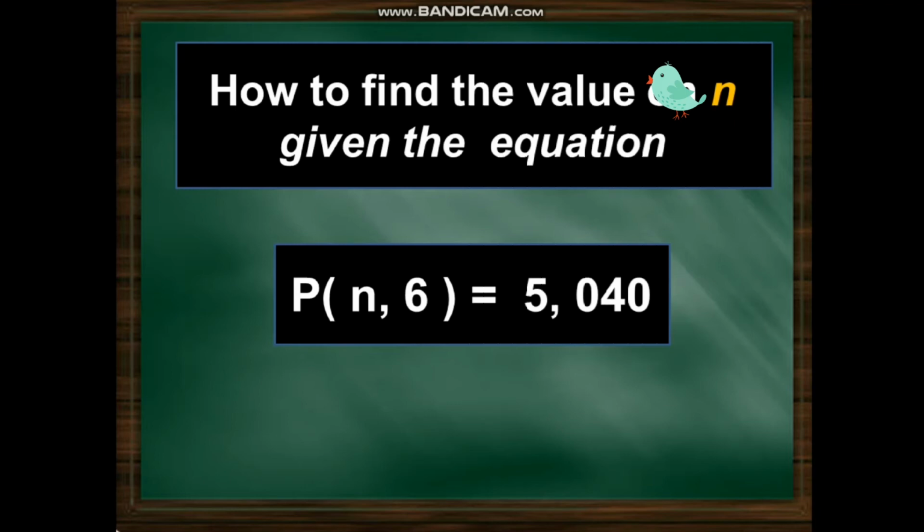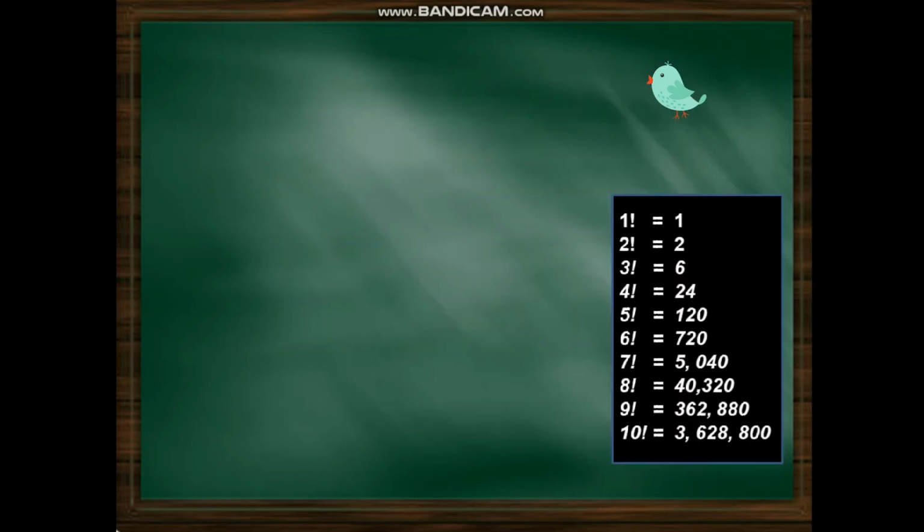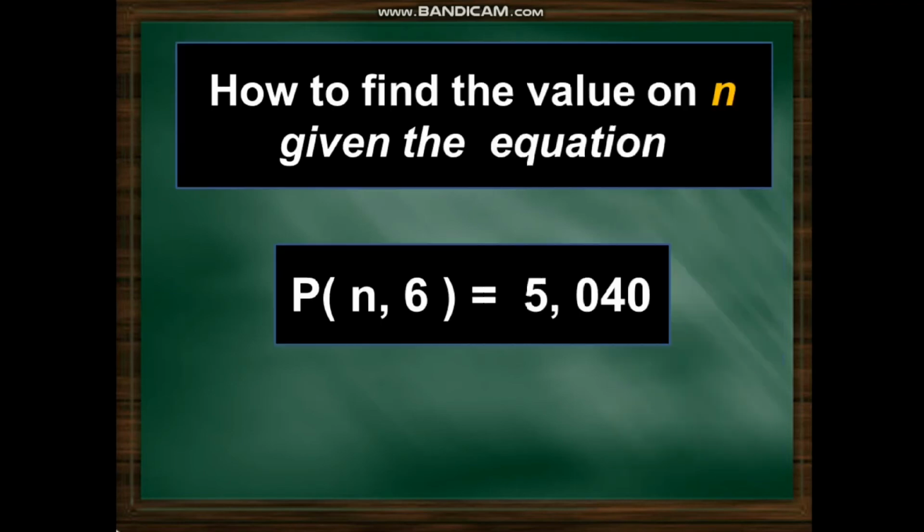Ang ibig sabihin nun, given na yung kanyang possible permutation. Tapos, yung r niya, given din. Ang nawawala dito is yung n. Paano natin hahanapin yun? Tara, samahan niyo pa ako. Pero bago tayo magpatuloy, meron po ako ditong list ng possible values or the values of the permutations of every number from 1 to 10. Later on, magagamit po natin yan.